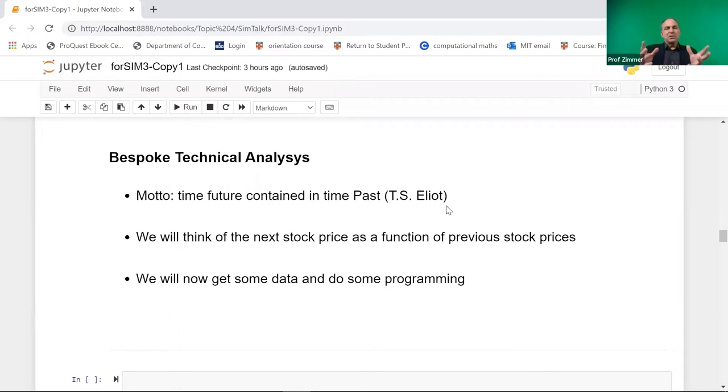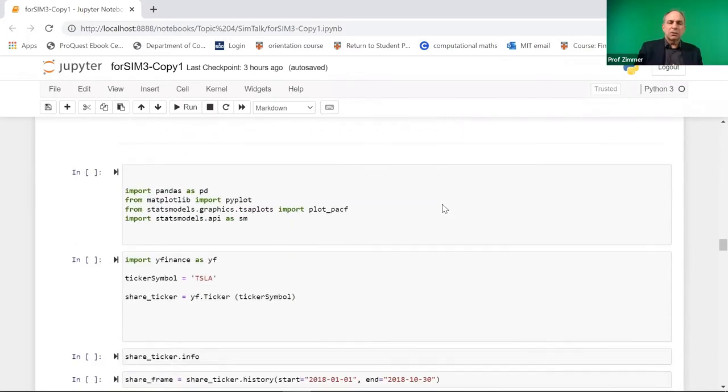So that means we think of the next stock price not just as a function of time, but as a function of previous stock prices. We'll see that in a picture in a minute. Okay, so let's start looking at this.